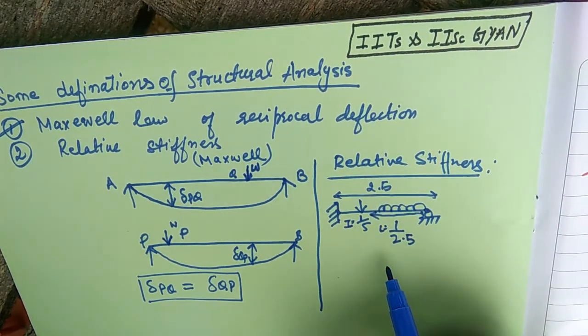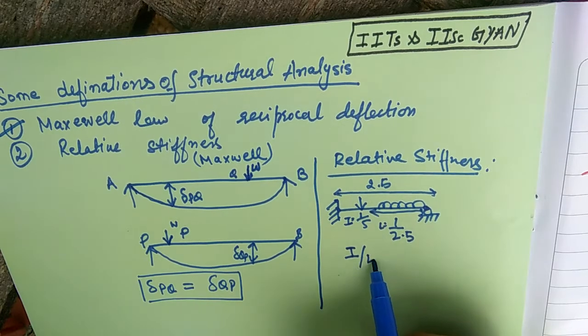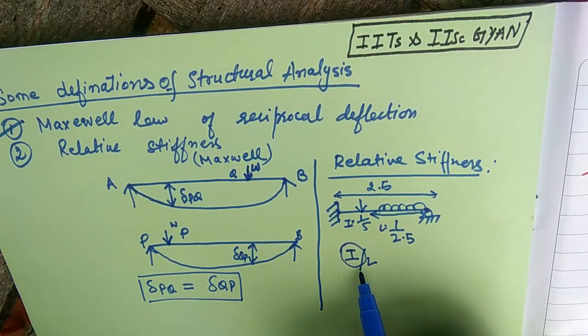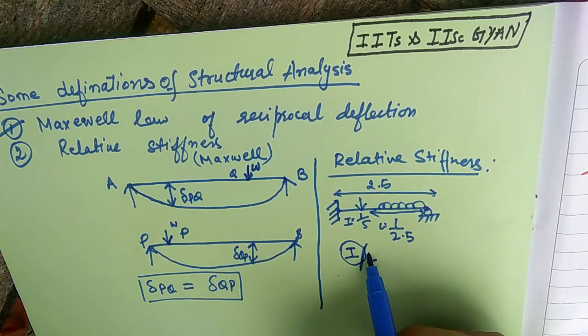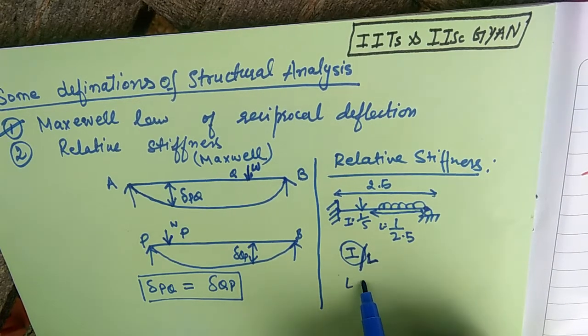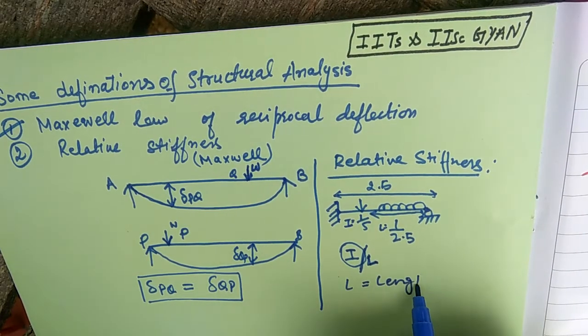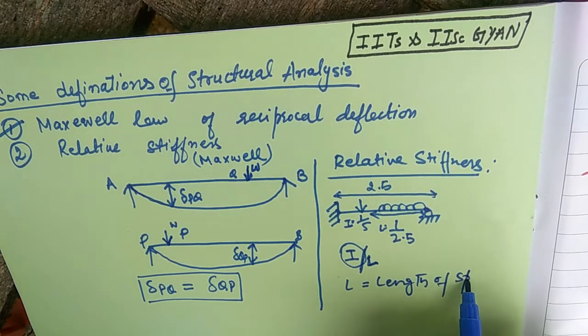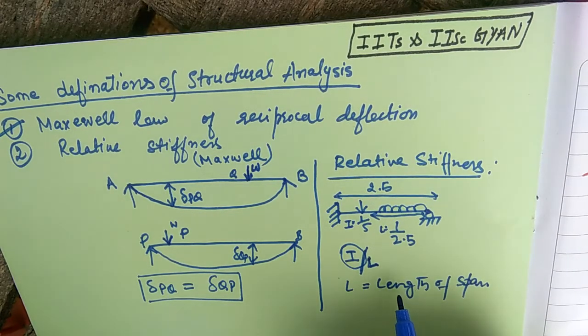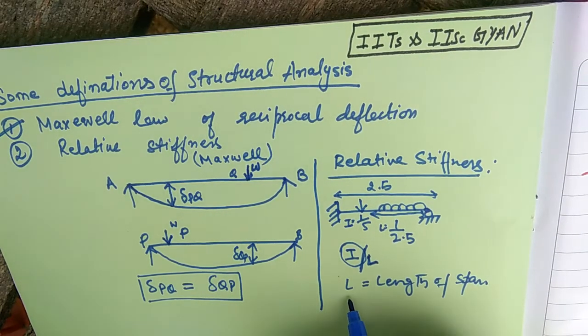The ratio of I upon L, where I is the moment of inertia and L is the length of span, is known as relative stiffness, and it is denoted by K.